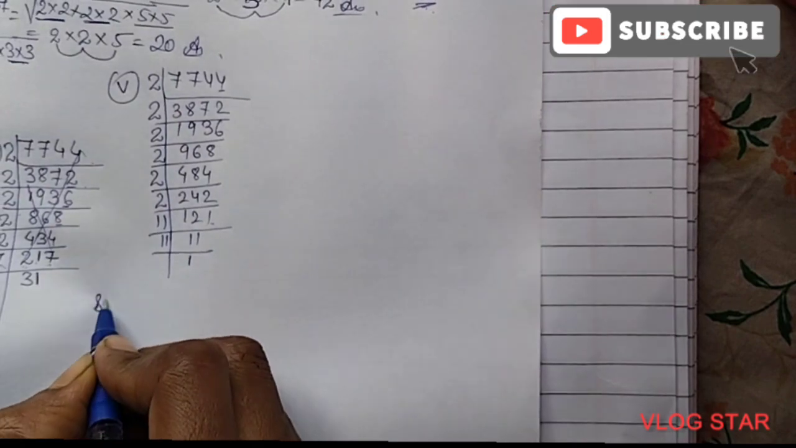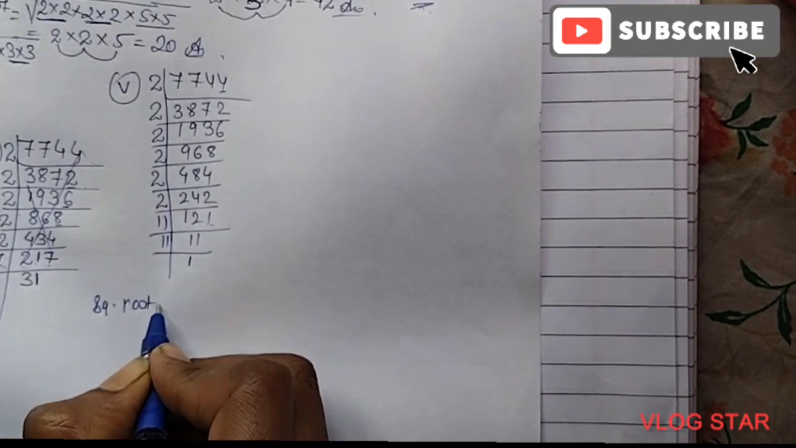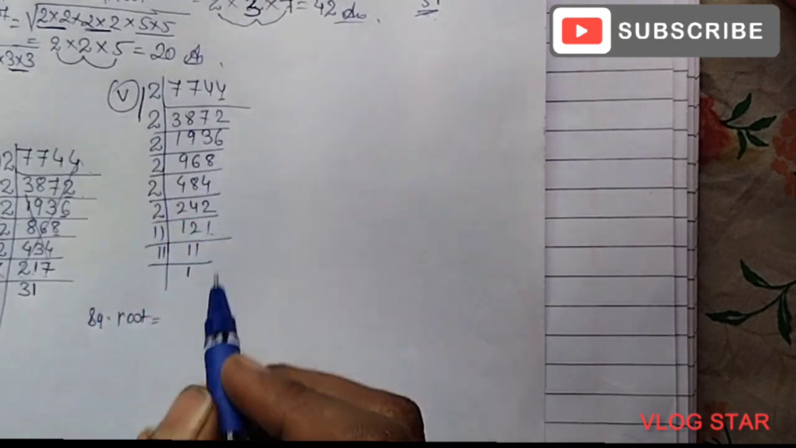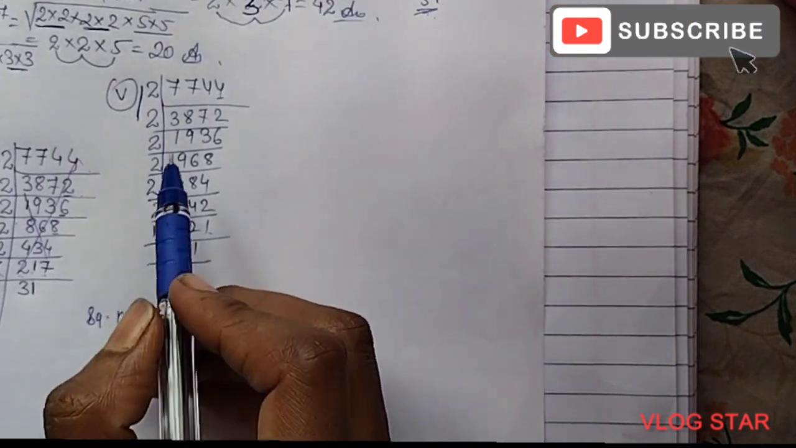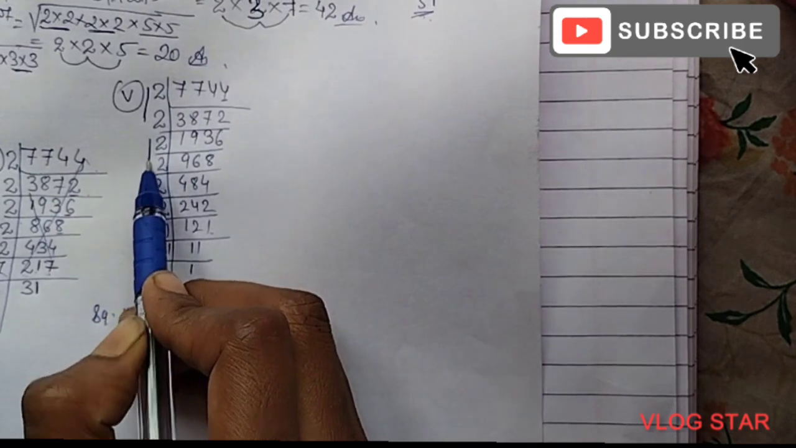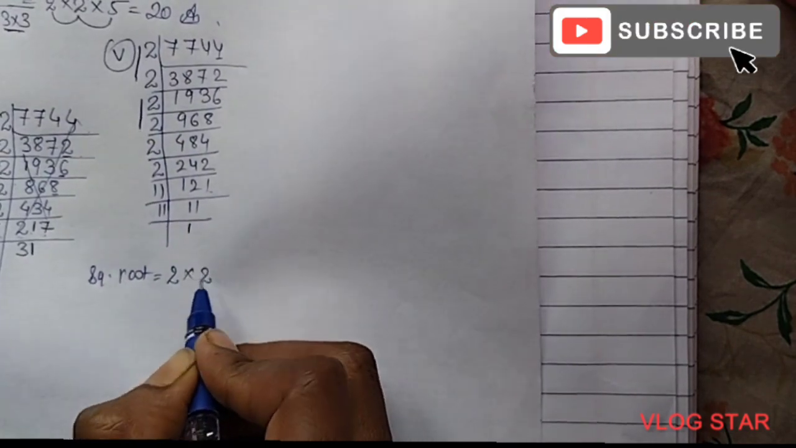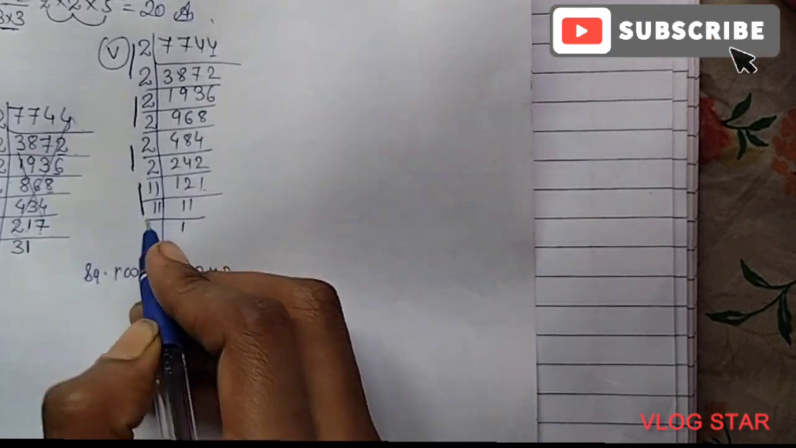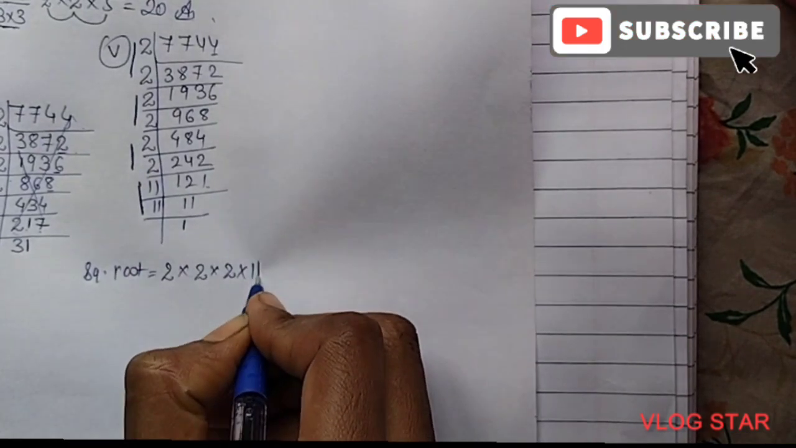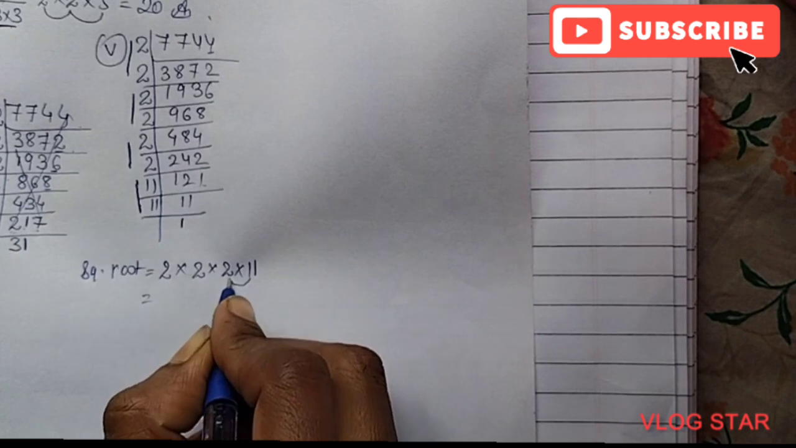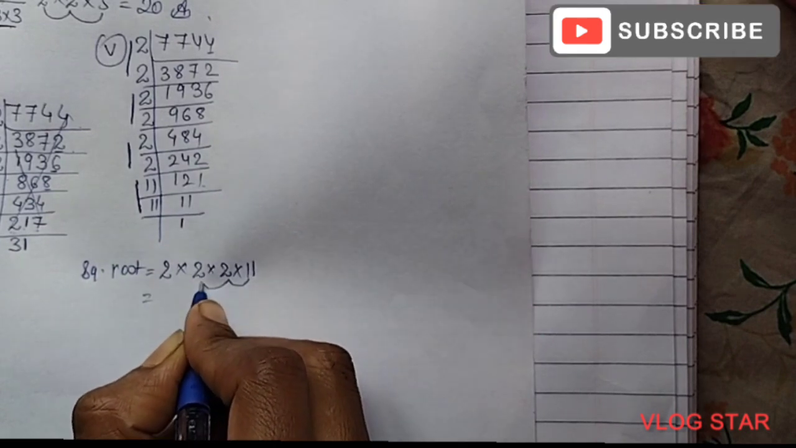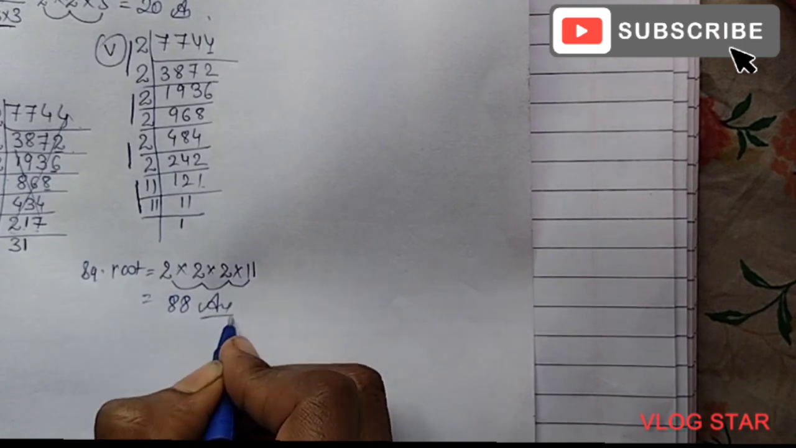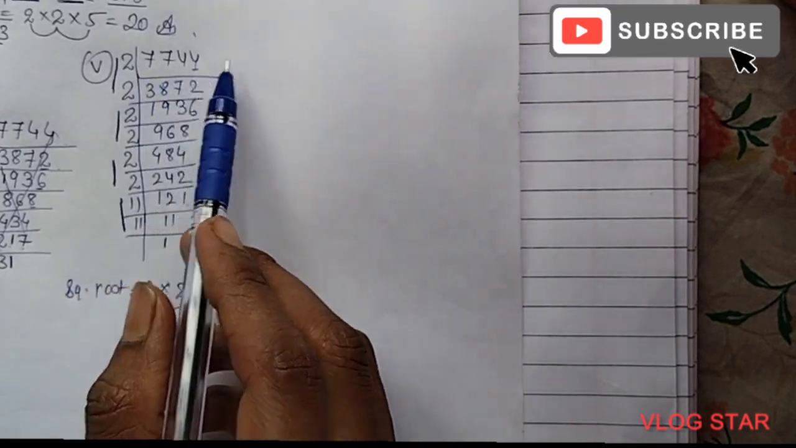Now what will the square root be? So here you can see there is a pair of 2, so write one 2. There is also a pair of 2, so write one 2. There is also a pair of 2, write one 2. There is also a pair of 11, so write one 11. Now multiply. 11 2s are 22, 22 2s are 44, 44 2s are 88. So this will be the square root of 7744.